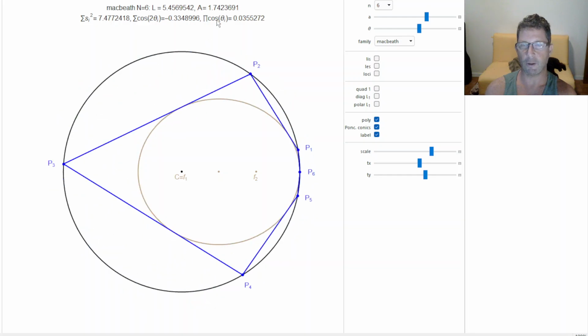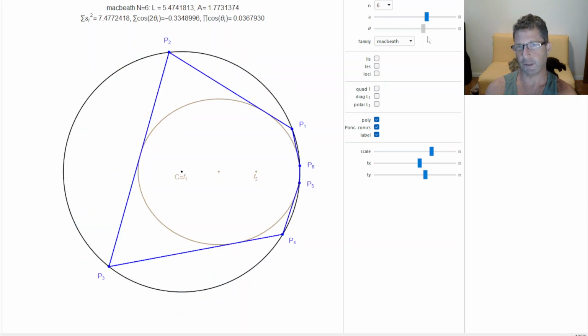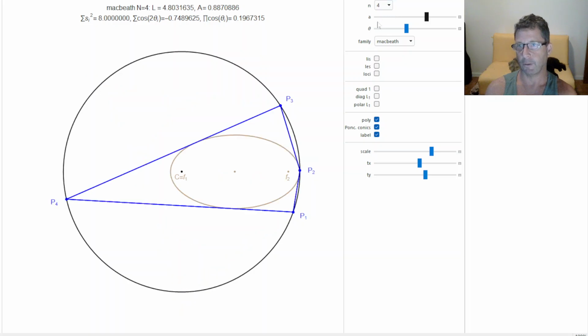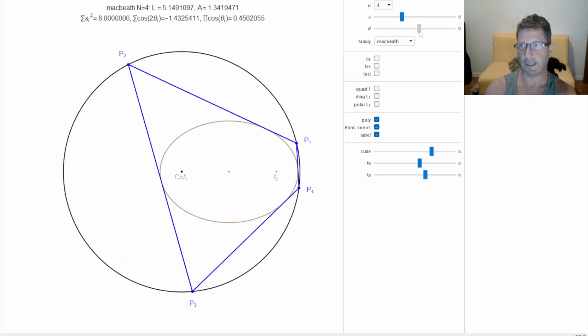Now, I'm including also the product of cosines of the internal angles because we saw that for n equals 3, apparently this quantity was being conserved, but it is not being conserved for n greater than 3. Okay, so there you have it. Conservation.